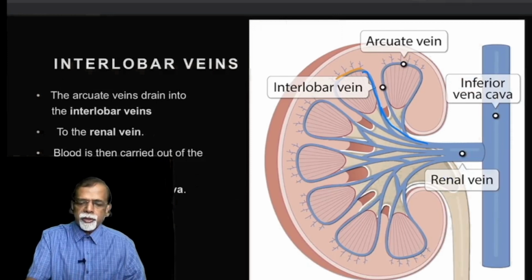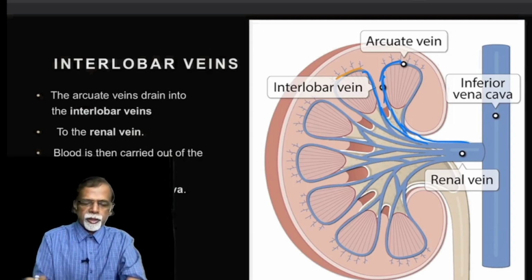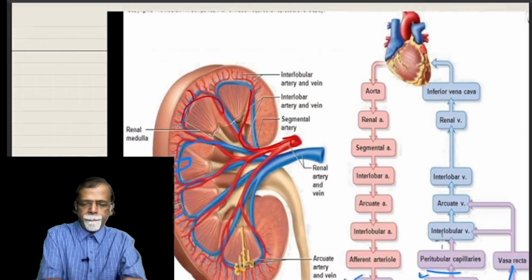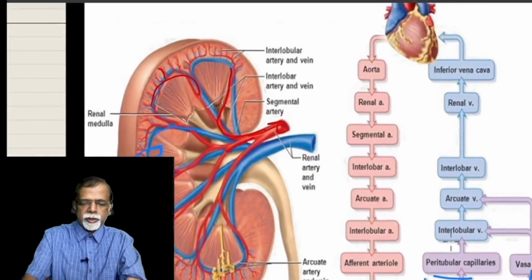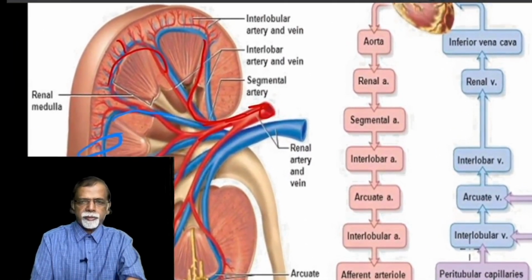So repeating once more, there is an interlobular vein, then the arcuate vein. So this is the arcuate vein. Then it forms the renal vein, which drains into the inferior vena cava. So this is the summary of the blood supply which we have already mentioned.